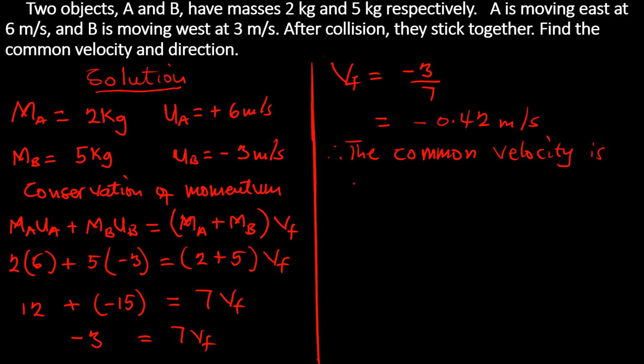So therefore, the common velocity is 0.42 meters per second, and the direction. The negative sign indicates that it moves in the westward direction. So the direction is westward.